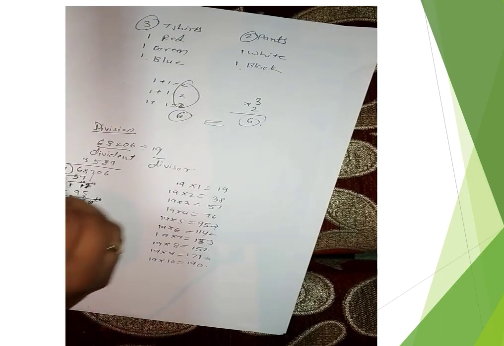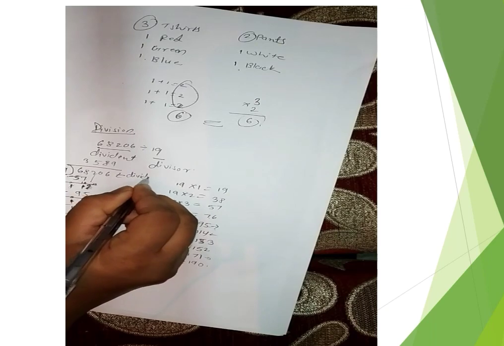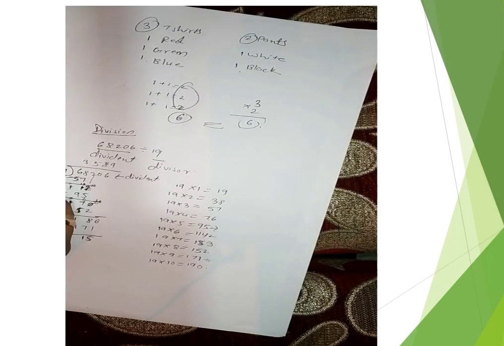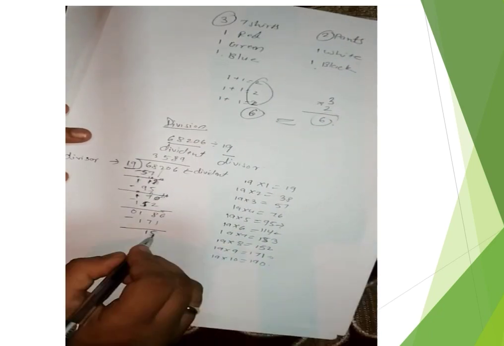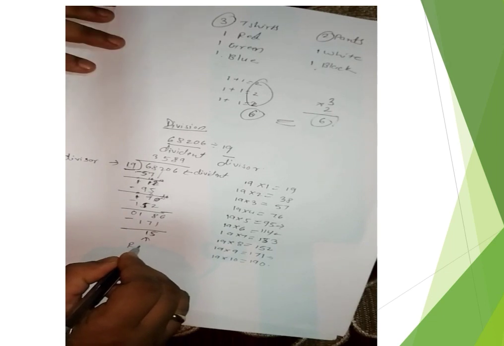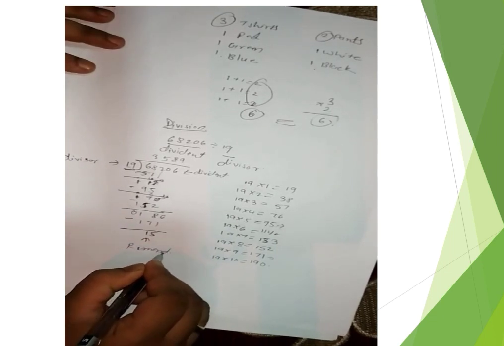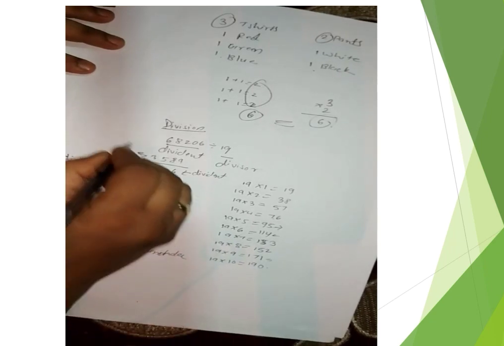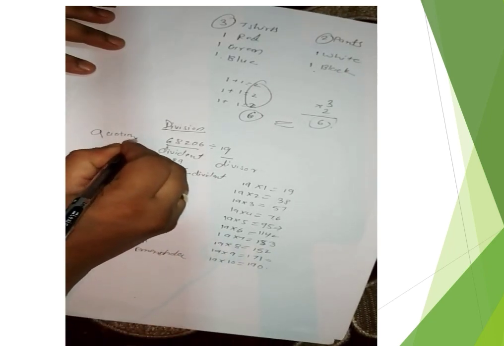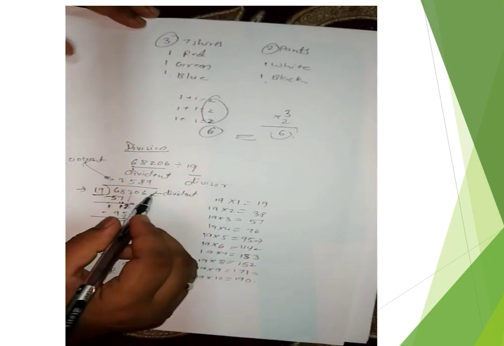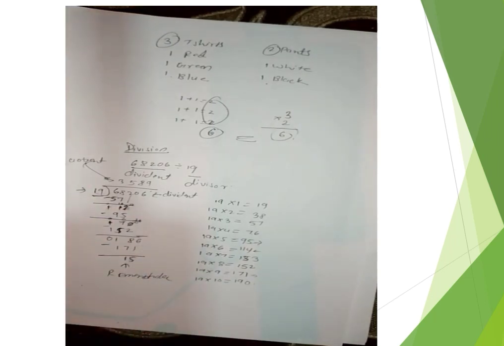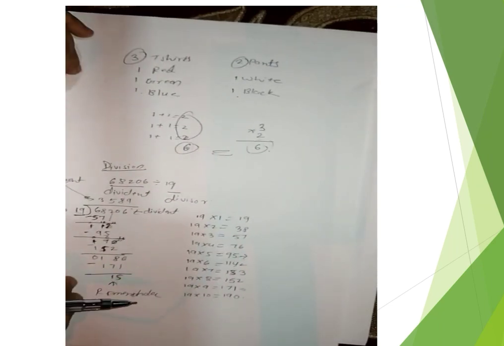So here this is the dividend, this is the divisor, this is the remainder, and this is the quotient. Got it? So in division we have dividend, divisor, remainder and quotient. To understand this division part, we will solve more examples from the practice set.